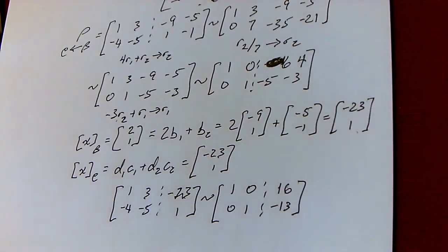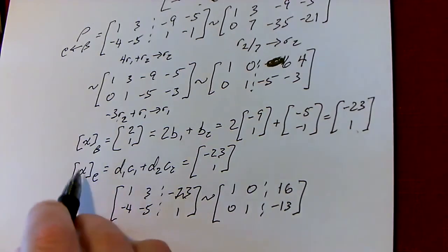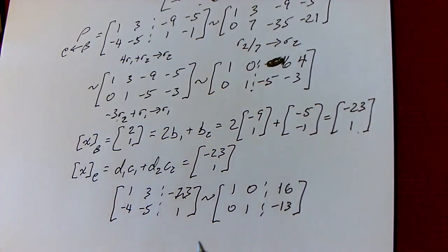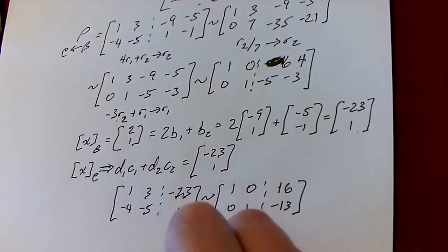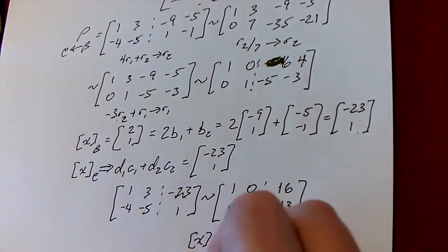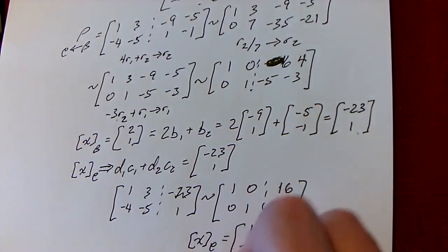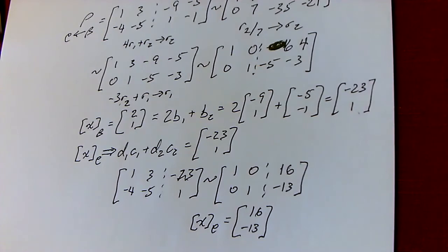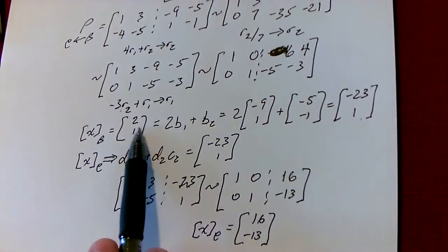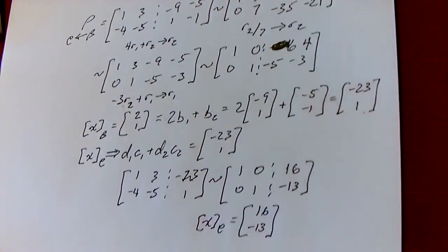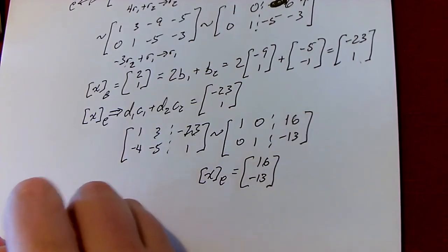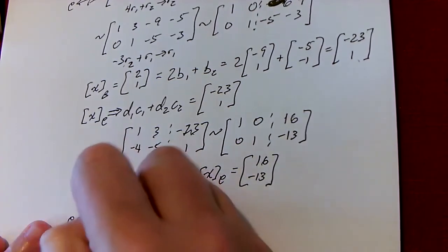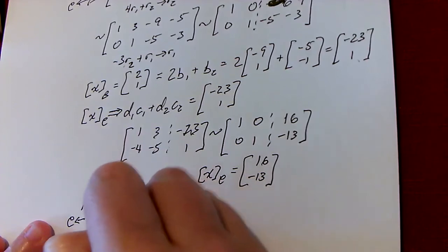Okay? So this means that the coordinate vector x_C, the coordinate vector x with respect to basis C, is going to be (16, -13). Now, I have this change of basis matrix I found, okay? So if I take this coordinate vector and I take this matrix I found, P, again, that goes from B to C, is equal to [6, 4; -5, -3], okay?